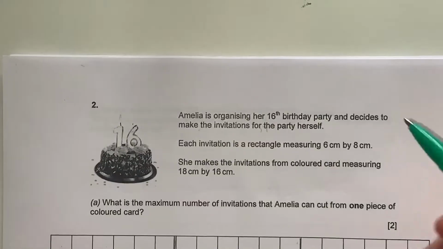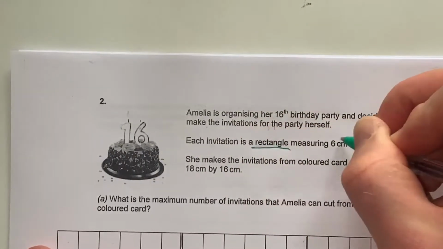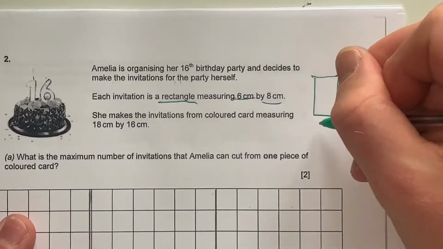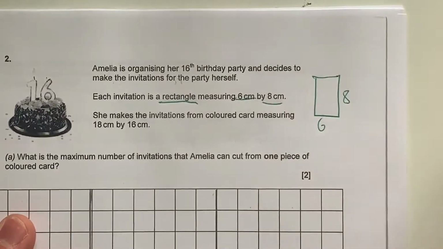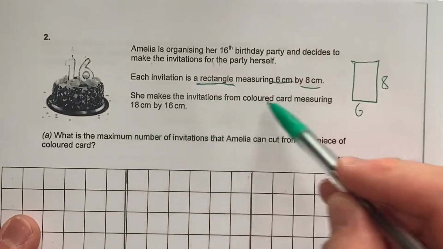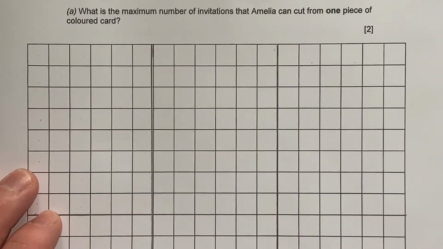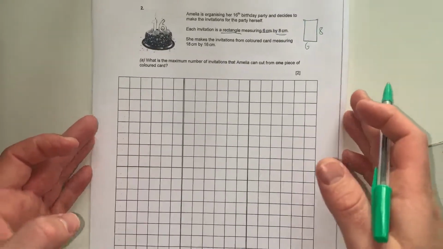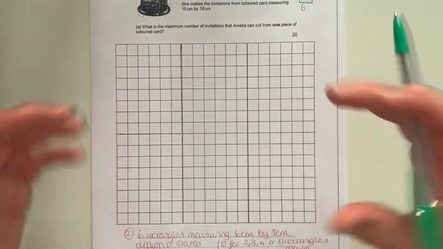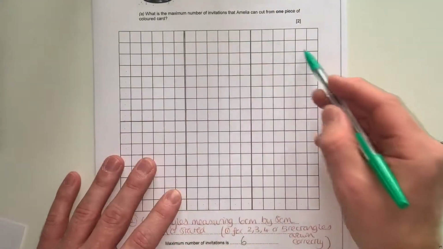Okay, so for this question here, we know that the invitation is a rectangle and it's 6 by 8. So that just means if you had a rectangle like so, it would be 6 and 8. She makes the invitations from coloured card measuring 18 by 16, which is all of this here. So what we need to do is find out the maximum. If you had this sheet of card here and it measured this much, you want to fit as many of these 6 by 8s on there. So first I'm going to find out how many across, how many down it is.